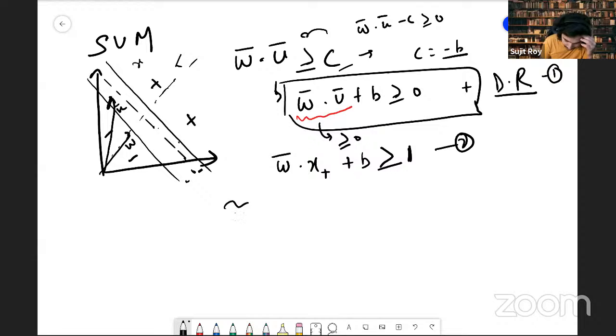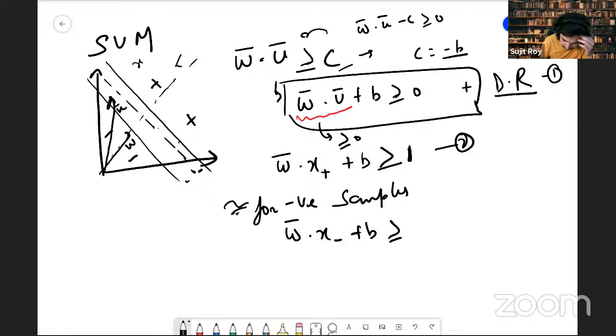Similarly, for negative samples, we can write W vector dot X for negative sample plus B, but it should be less than or equal to minus 1. Okay, so now this is a third equation. So what we are trying to do here is deciding the boundary. Now we have these two equations, which is 2 and 3, right?